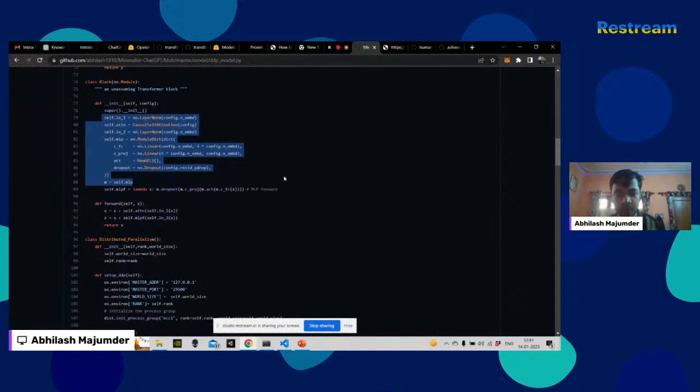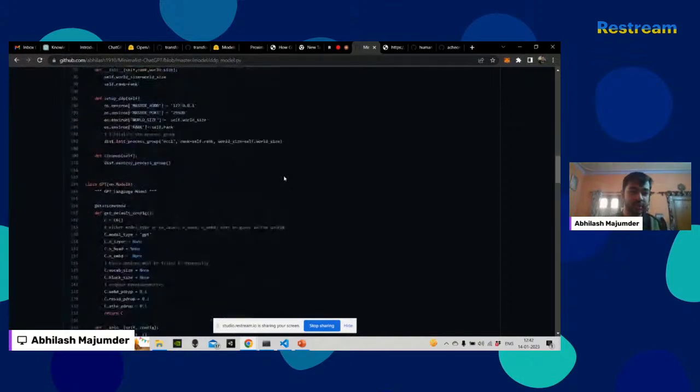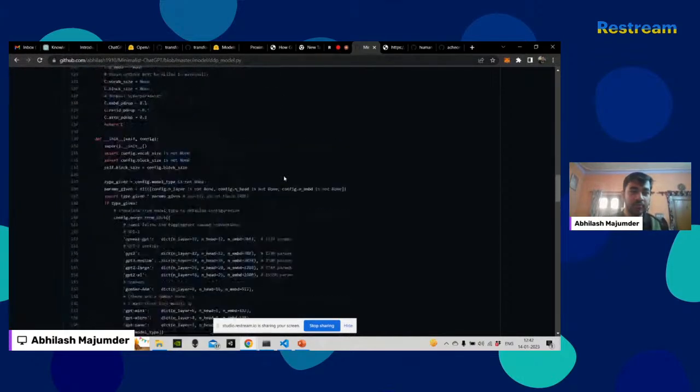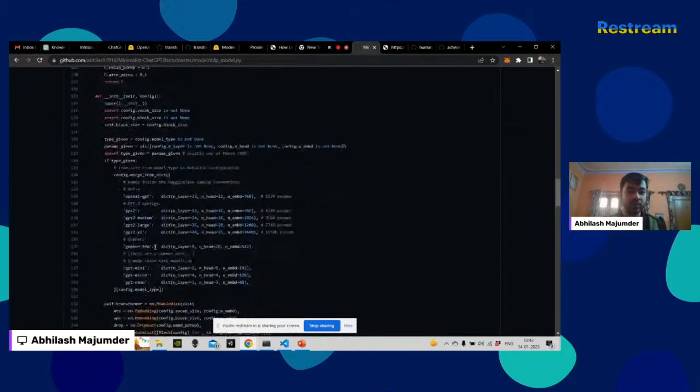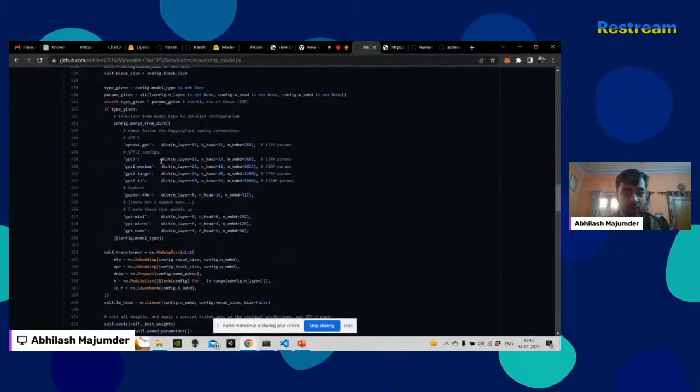Pretty simple, right? Because in this case you are going to have your decoder blocks and you are going to stack them up one on each other. So you are just going to use a for loop to stack them. That's it. Now in this case you have this n layer, n head, vocabulary size and whatnot. Based upon the different architectures that you see, you are going to have different kinds of layers.